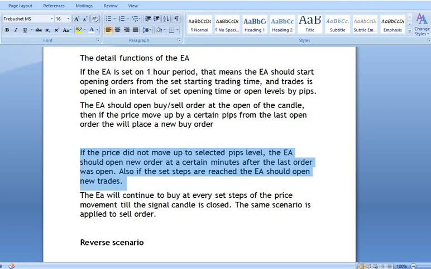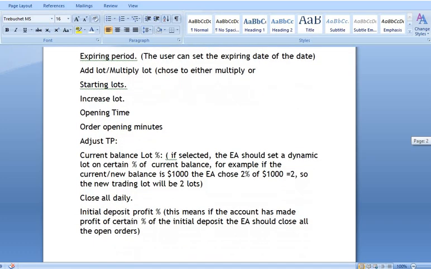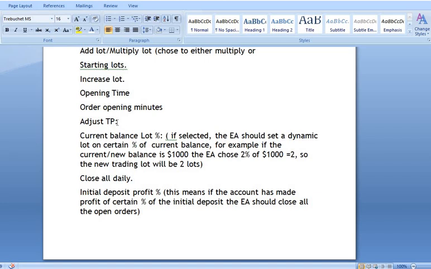Let's also look at other options. Adjusting TP. This is an option. What it means is adjusting TP in certain directions, as in maybe the first TP could be, please silence this area. Let's just keep this place quiet. Yes. Then current balance percentage.